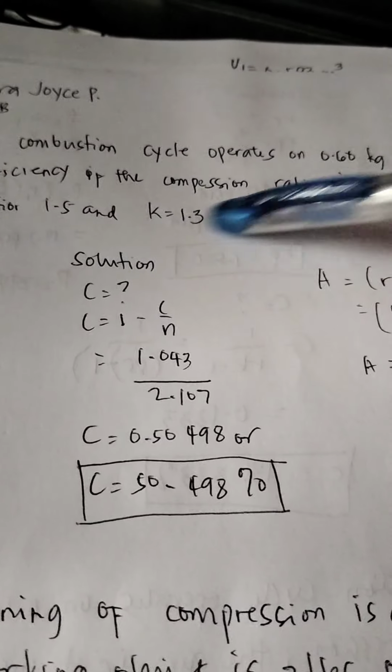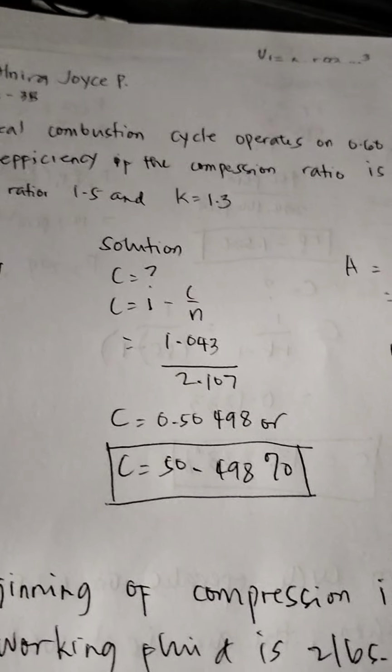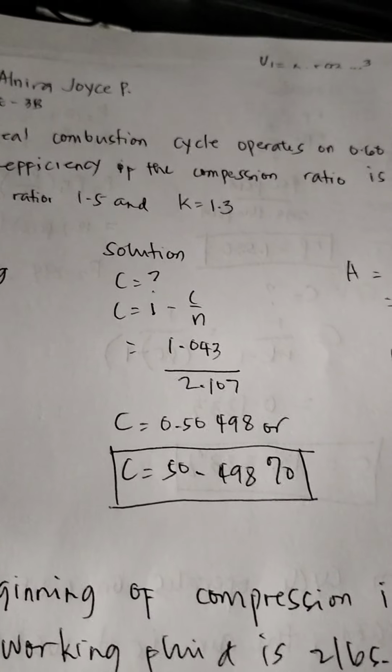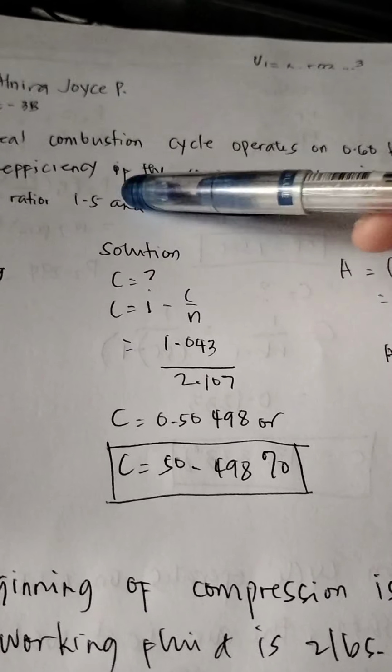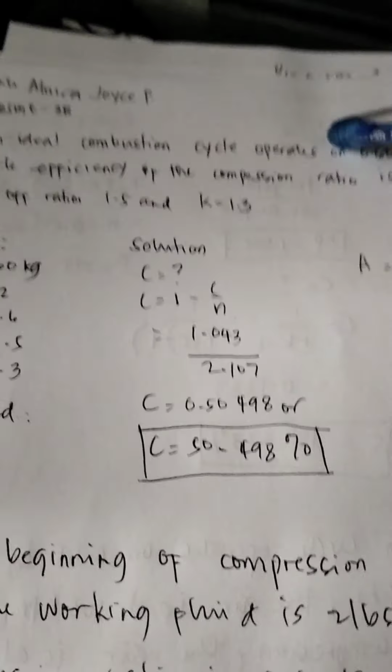And problem number 4: the ideal combustion cycle operates at 0.60 kg of air. Find the cycle efficiency if the compression ratio is 12, pressure ratio is 1.6, cutoff ratio is 1.5, and k is equal to 1.3.